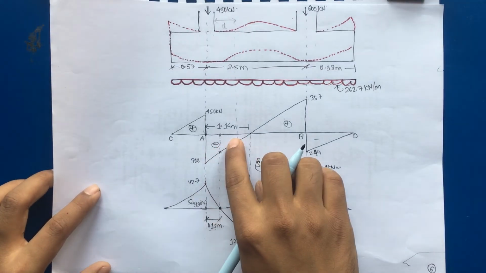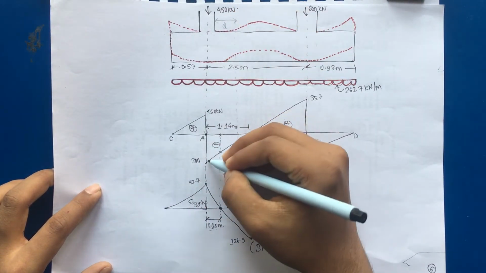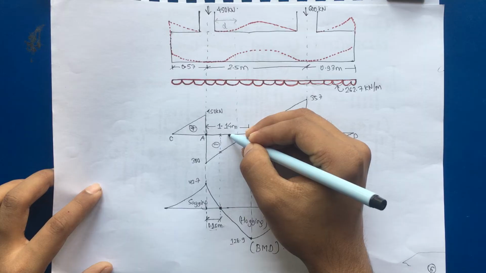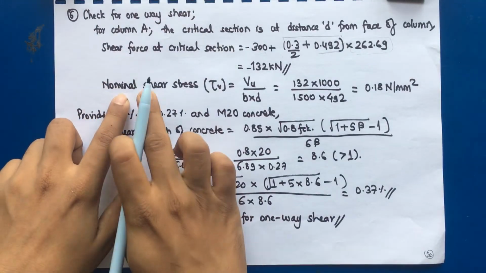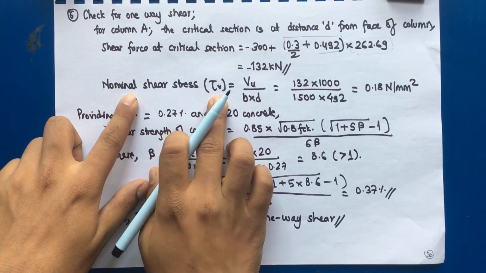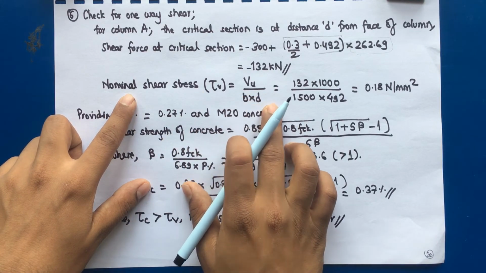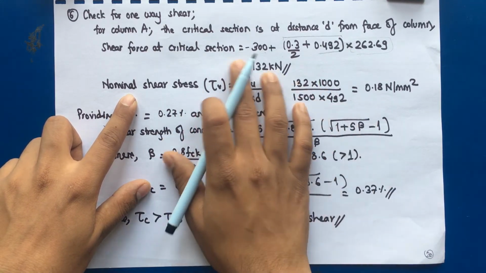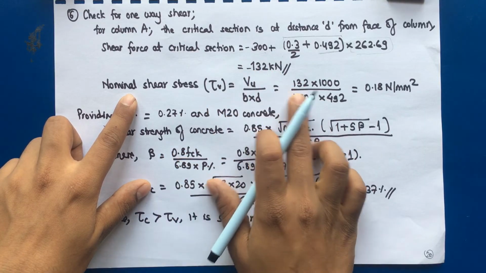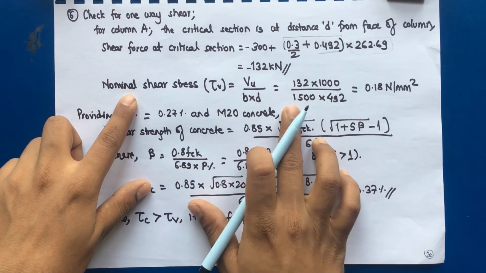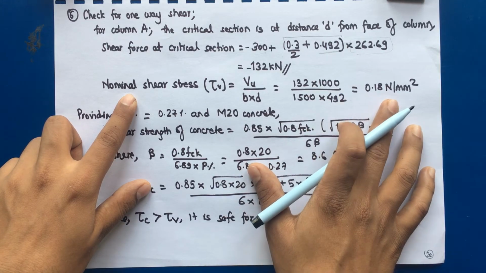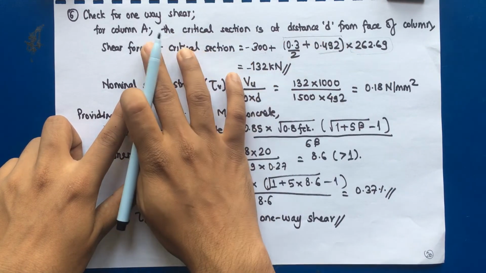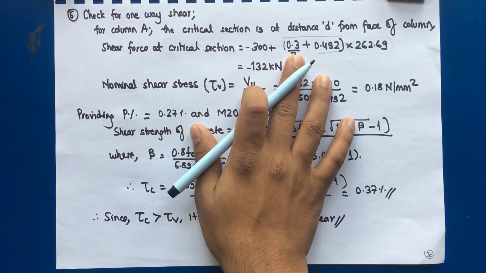You can use the similar triangle rule as well. So if you compute at a distance d plus 0.3 by 2, you can get the value of shear force at the critical section. Now nominal shear stress tau v is equal to Vu by b into d. So we'll take the magnitude only, we don't compute with respect to sign. So 132 into 1000 divided by 1500 into 492. So this comes as 0.18 Newton per mm square. So as I already said, you can compute with respect to the similar triangle rule as well.